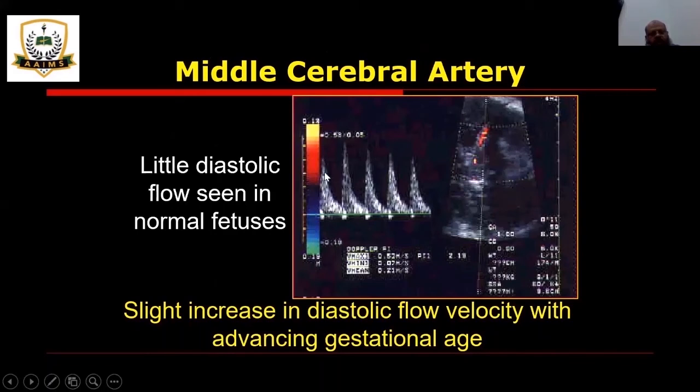The rule of thumb is that it will be less than half of the systolic. The diastolic will be 1/3 or at least half of the systole in normal cases. So a slight increase in diastolic flow velocity with advancing gestational age is seen. So it is usually 1/3 to 40%, but with gestational age, it increases a little bit. We are talking about diastolic.